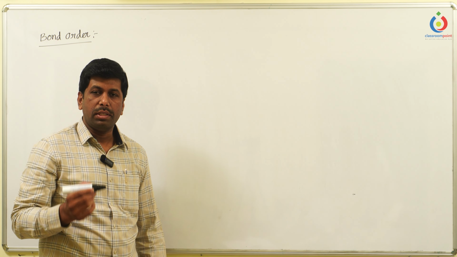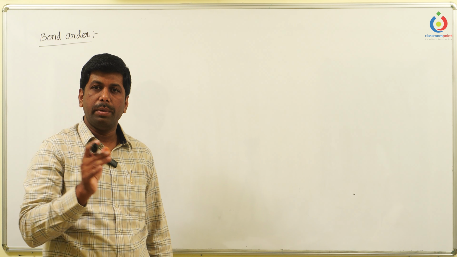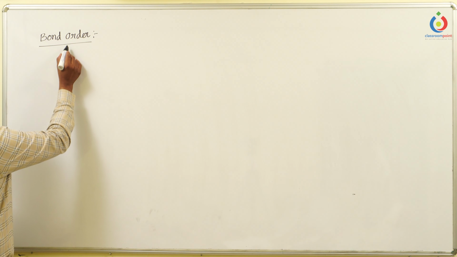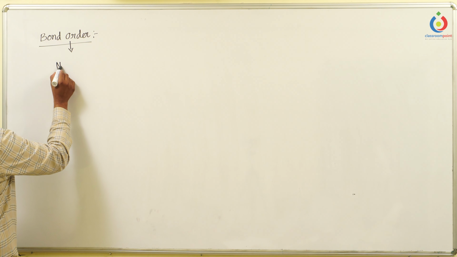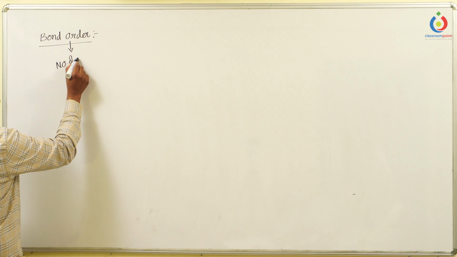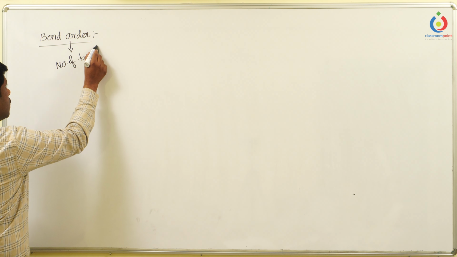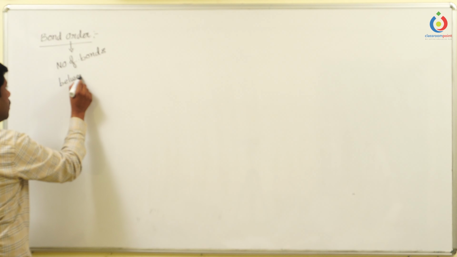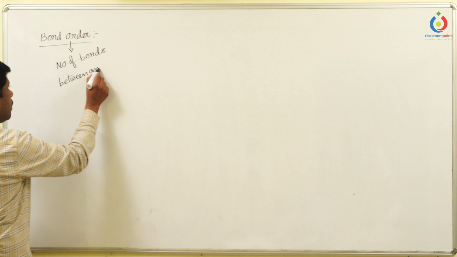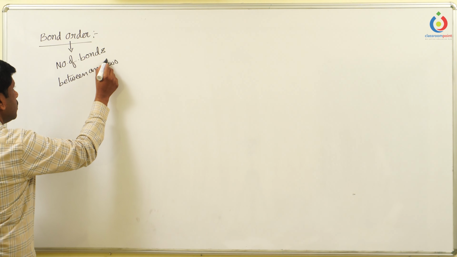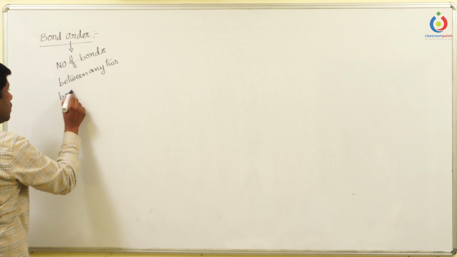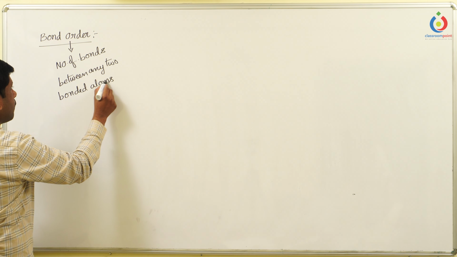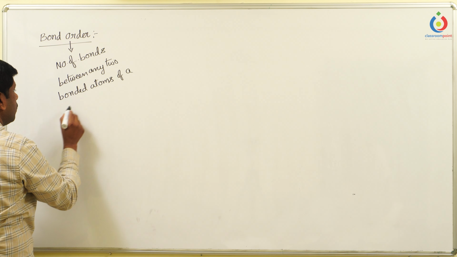So let us see now another bond parameter, that is bond order. Bond order tells about the number of bonds present between any two bonded atoms in a molecule. So we can say simply that it is the number of bonds between any two bonded atoms of a molecule.